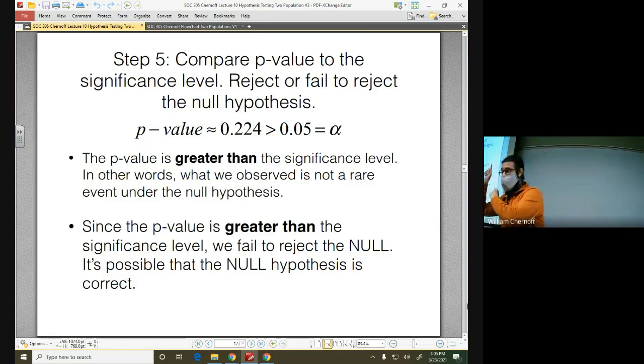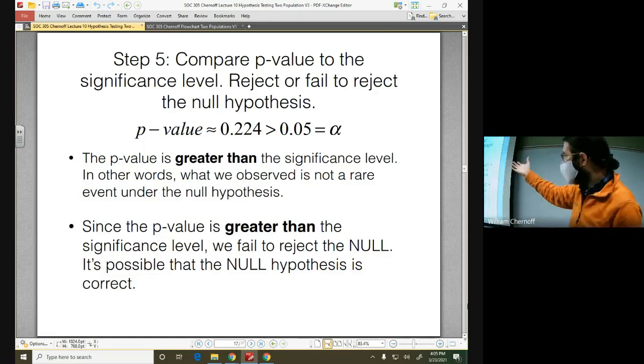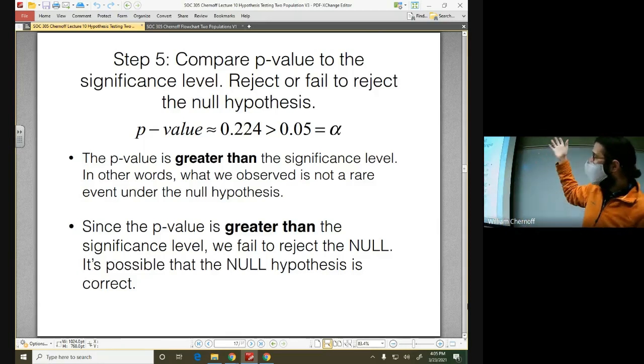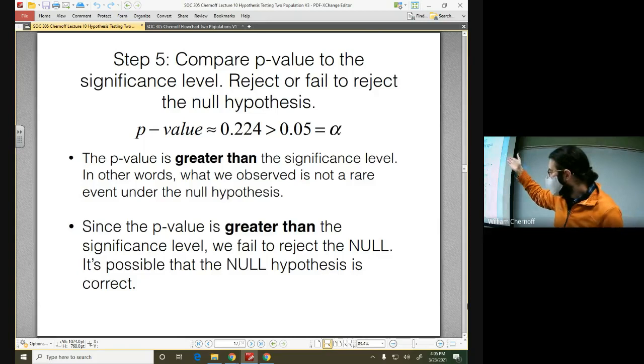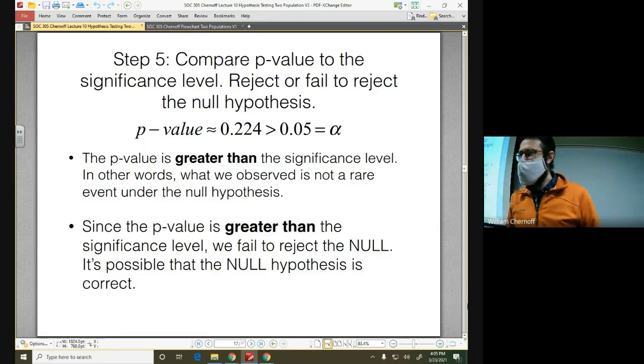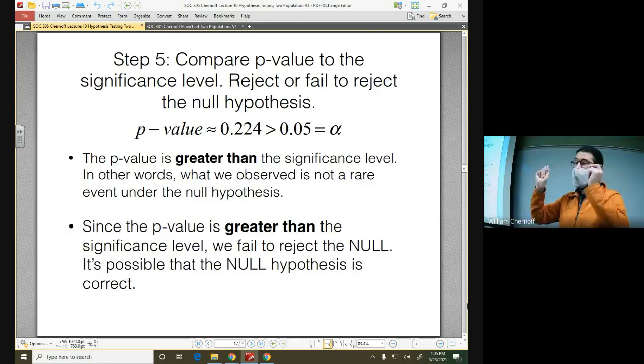So we have our p-value. Once we have our p-value, we're going to decide whether we're going to reject the null hypothesis or fail to reject it. So we take our p-value and compare it to our significance level, 0.05. In this situation, we see that the p-value, which is equal to 0.224, is greater than 0.05. So what do we do in this situation? We're going to fail to reject the null hypothesis.